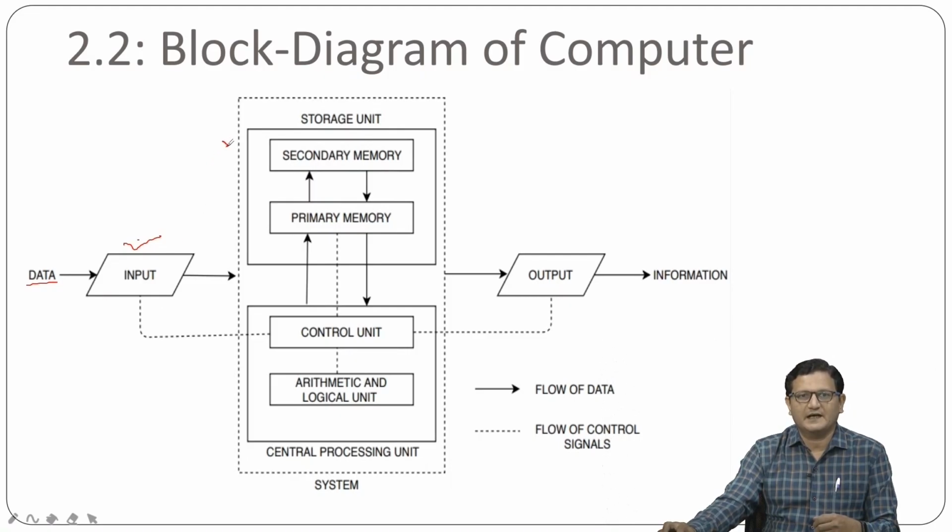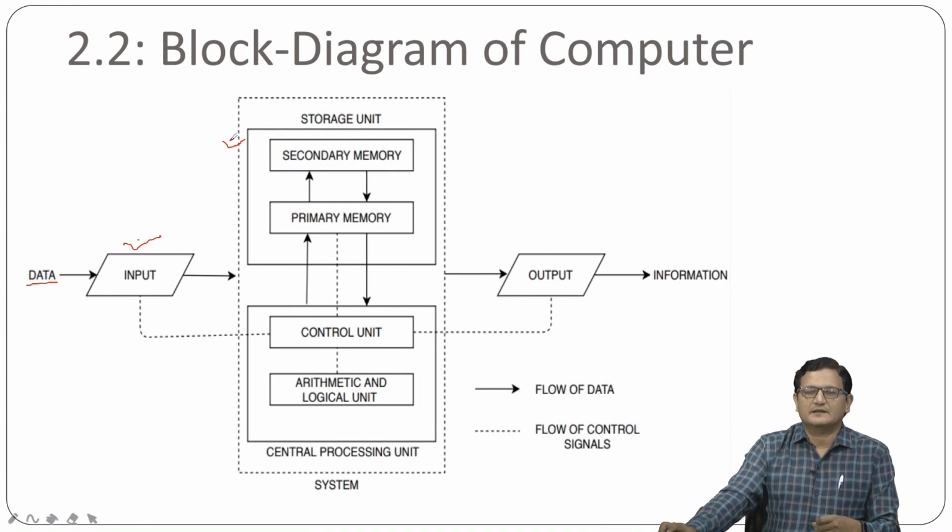So here we have this dotted line. The bigger box is your system, your computer system. Now here we have mainly two components in our computer system. The first component is called the storage unit, or sometimes you can also consider this as the memory unit.